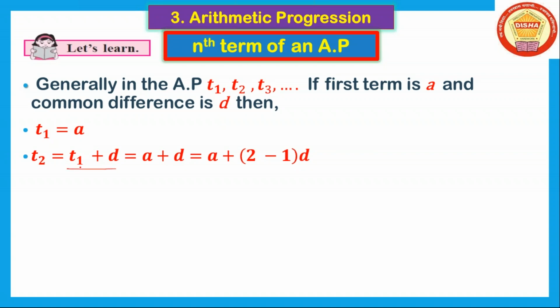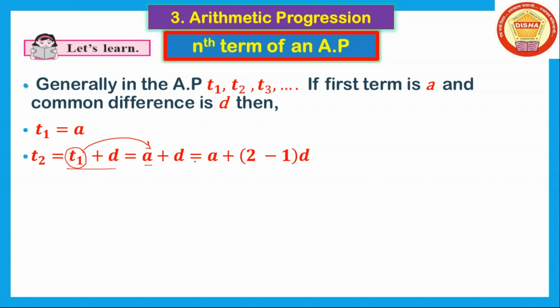आपण याच्या अगोदरच्या प्रॅक्टिस सेट मध्ये सेकंड टर्म कशी काढणार? तर T1 प्लस D. फर्स्ट टर्म मध्ये आपण कॉमन डिफरन्स ऍड करणार. ओके, आय एम टेकिंग हिअर सेम, दॅट इज T2 इज इक्वल टू T1 प्लस D. देन T1, द फर्स्ट टर्म T1 which is equal to A. So I am taking here instead of T1 is A and plus D.